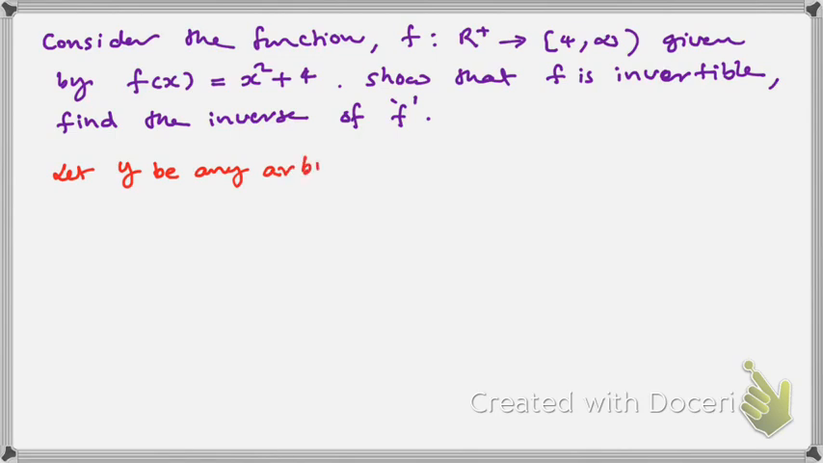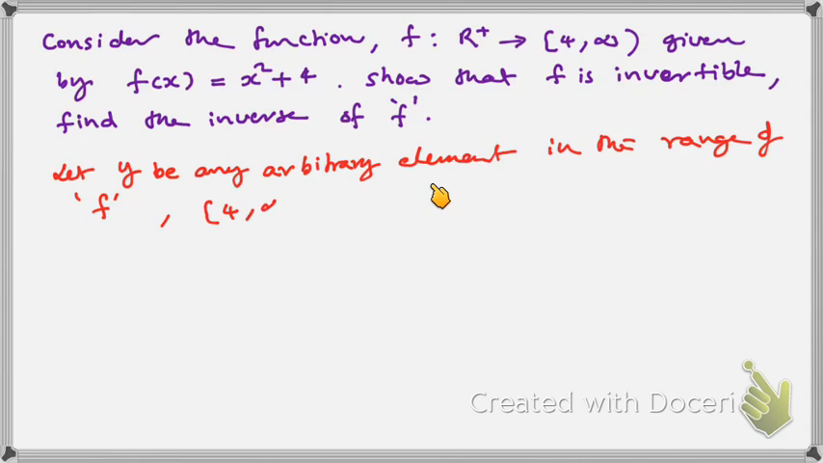So we are going to say this standard statement. I'll say let y be any arbitrary element in the range of f. So I'm picking up a random element y in the range of f, which is 4 to infinity. And since y is an element in the range of f, every element in the range is an image. Therefore, y has to be equal to f of x, and that is x square plus 4.